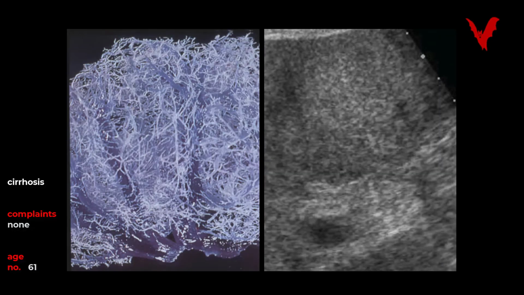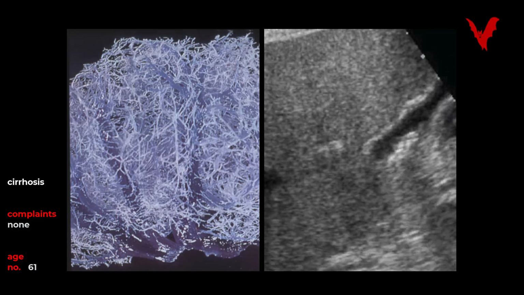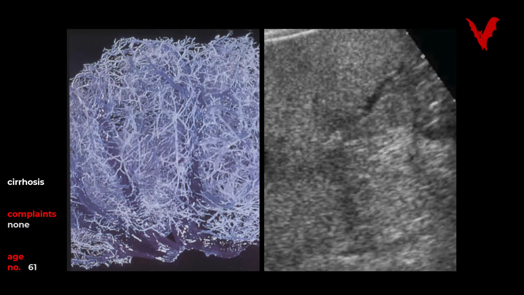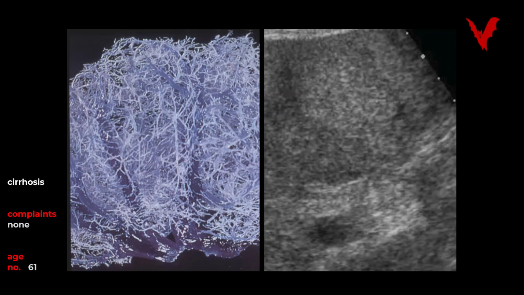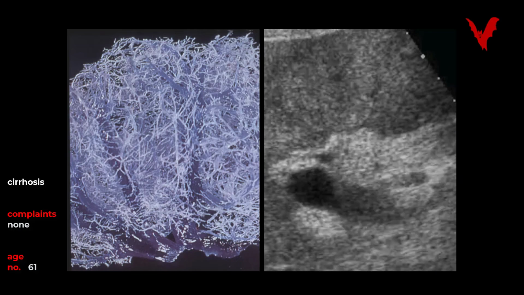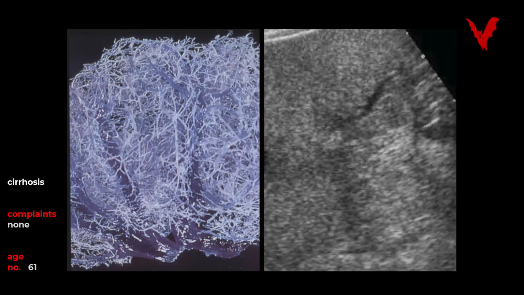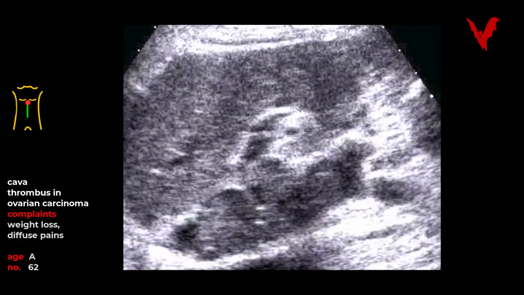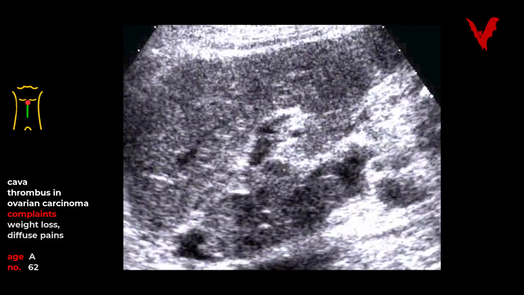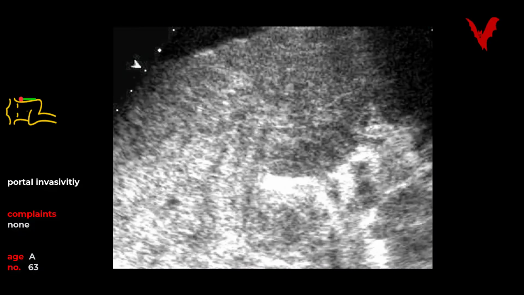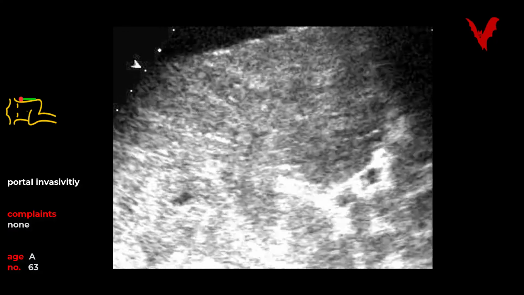This liver as a sponge is in both modalities demonstrated in figure 61, and we remember the quotation of Mr. Bianchi, who said any liver cirrhosis is certain of an individual. A thrombus in the inferior cava in figure 62. Once more in 63, this is typical for an HCC.